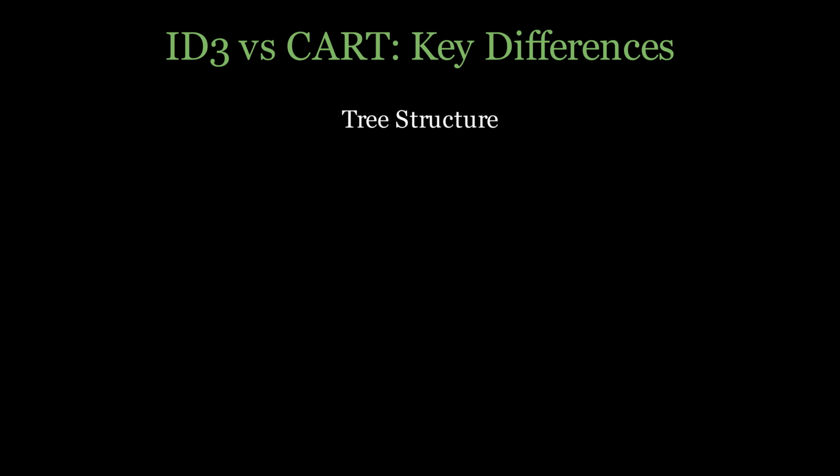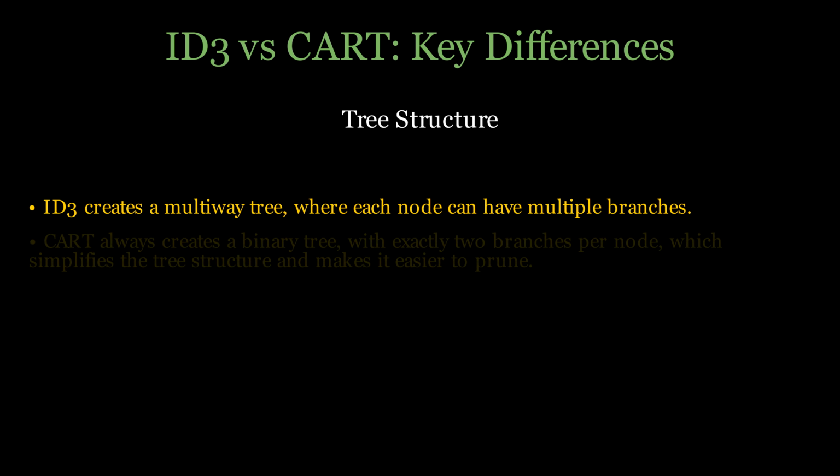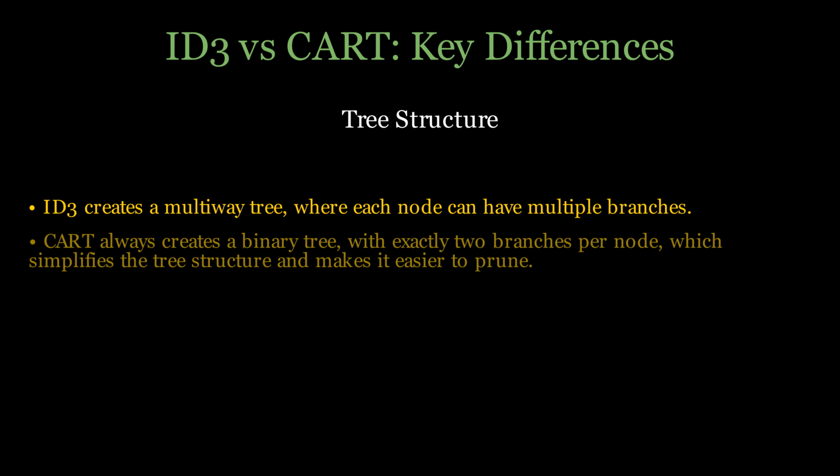Tree structure. ID3 creates a multi-way tree, where each node can have multiple branches. CART always creates a binary tree with exactly 2 branches per node, which simplifies the tree structure and makes it easier to prune.